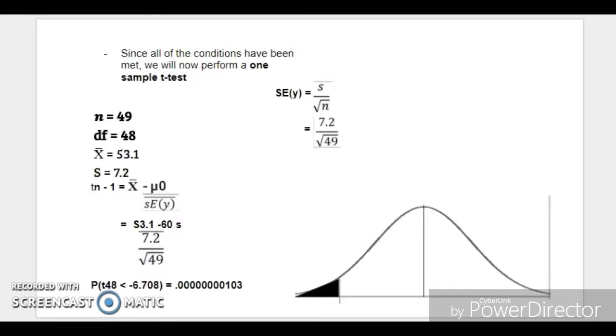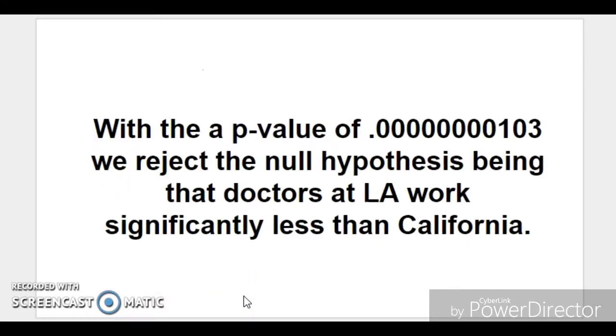Since all of the conditions have been met, we will now perform a one-sample t-test. So we have collected all the data, and our standard error is 7.2 over the square root of 49. And our t-score is negative 6.708. And our p-value is 0.00000000103. With a p-value of 0.00000000103, we reject the null hypothesis, so doctors in LA work significantly less than the rest of California.